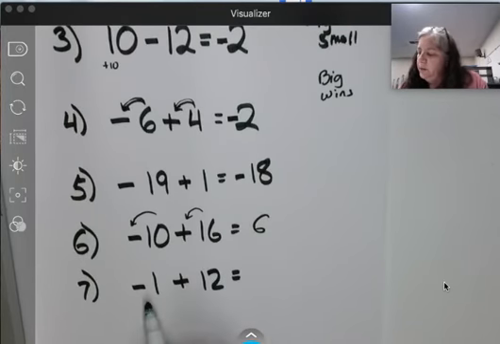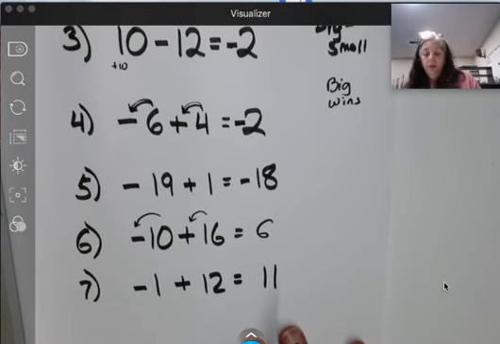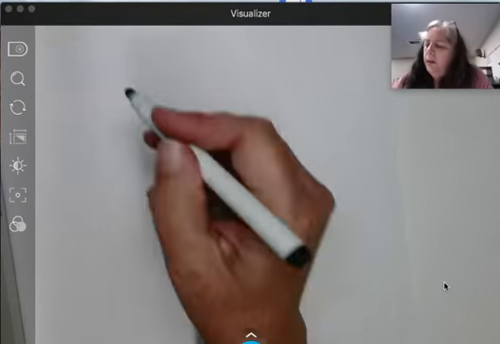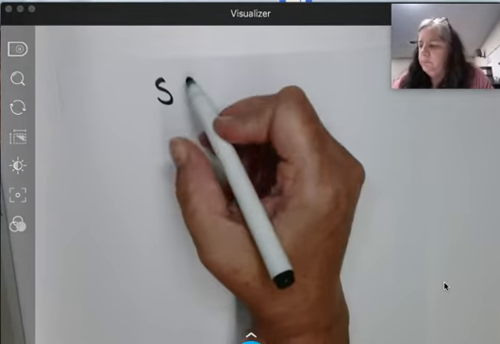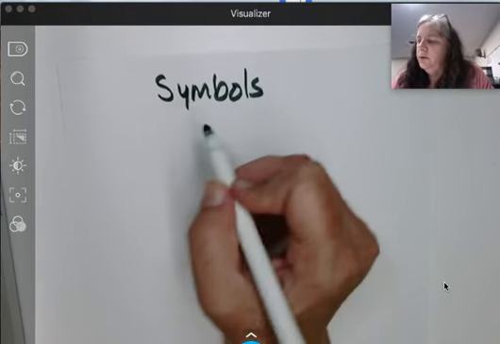12 minus 1, 11. My 12 is bigger, so my answer is positive. We got this. Now, that's just the straight up rule. If you want just a little bit of something to go in the background for it, you can use some symbols. So here's some symbols that I do.